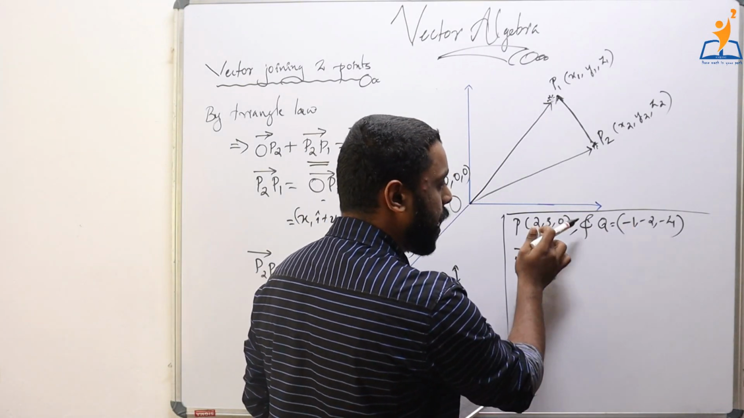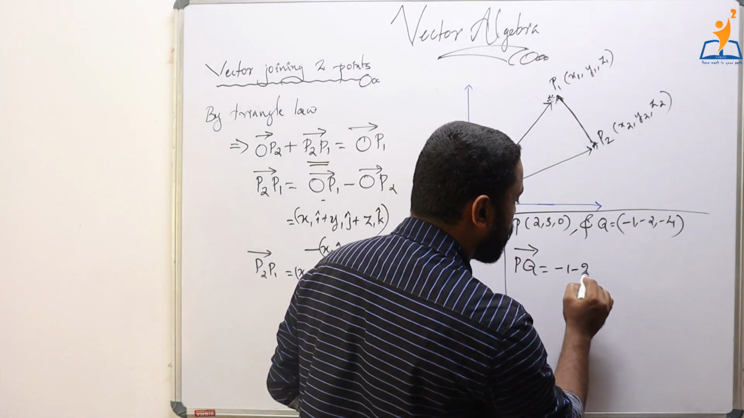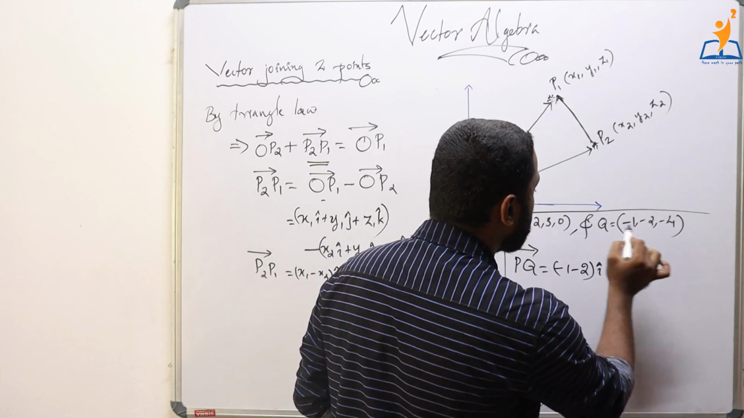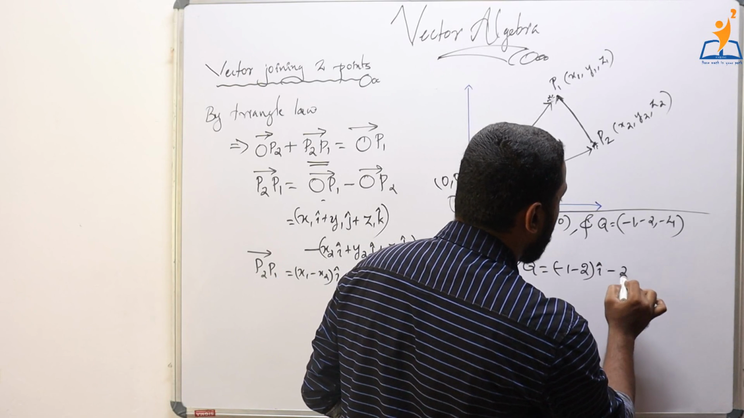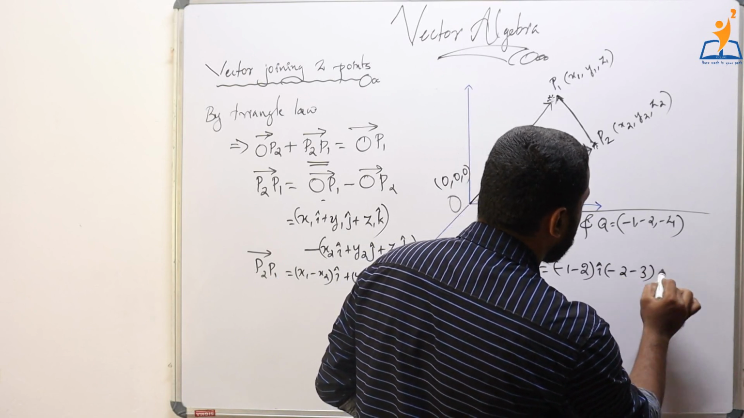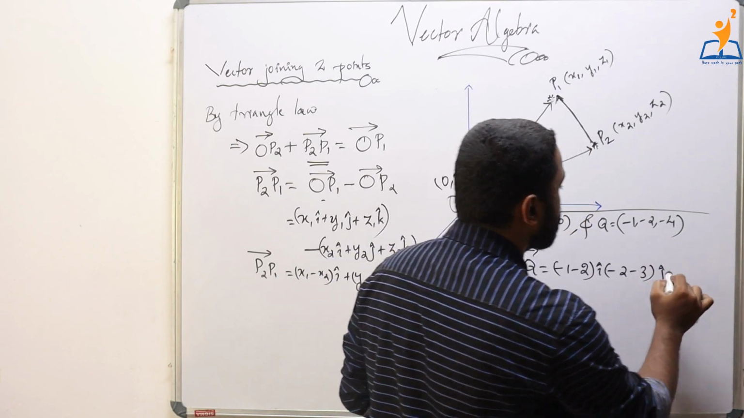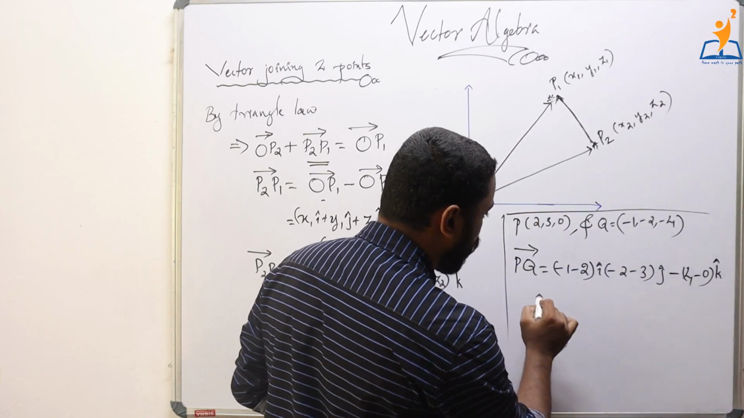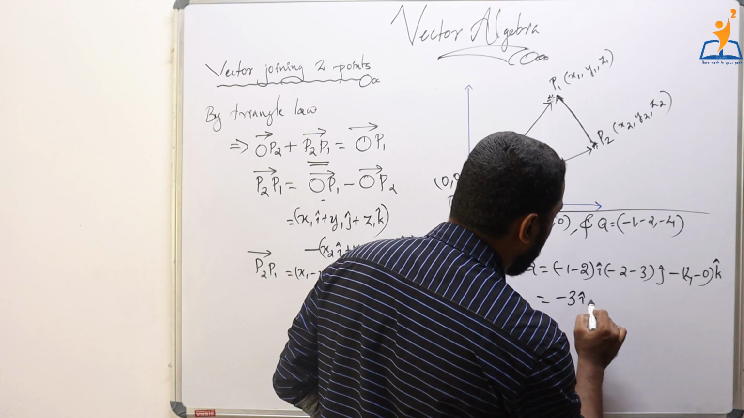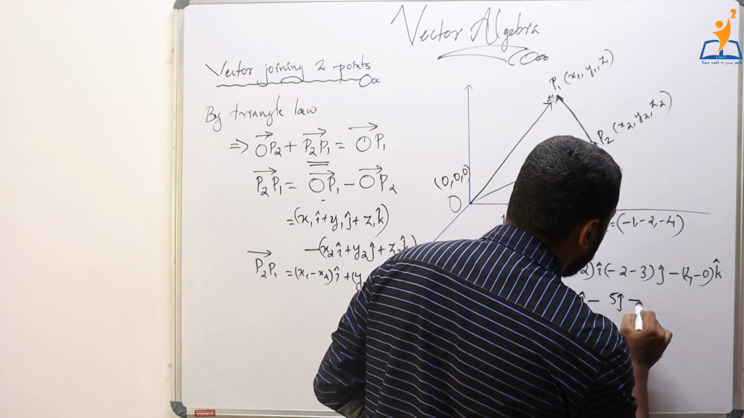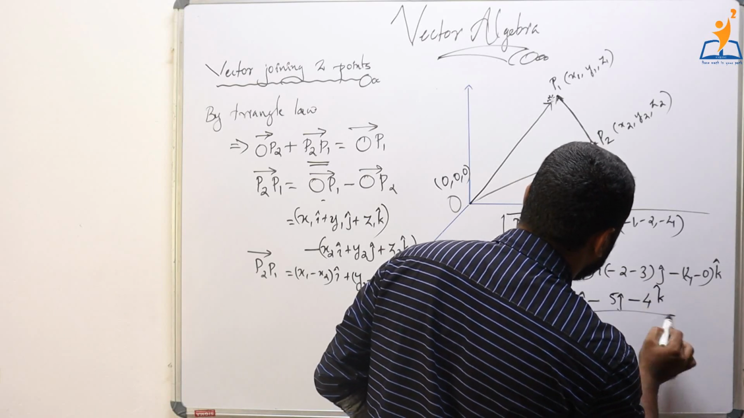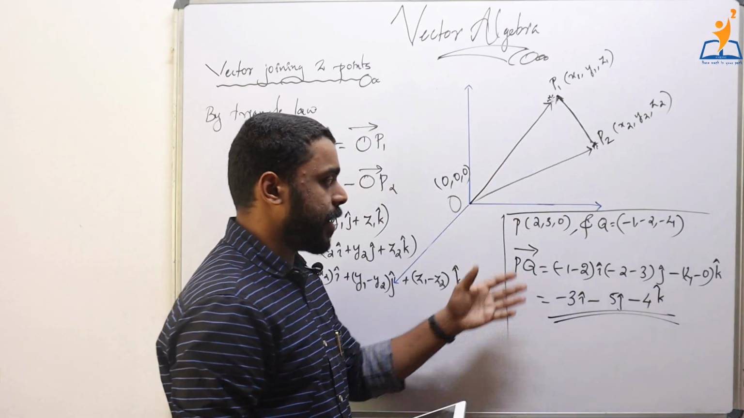Minus 1 minus 2 i cap, minus 2 minus 3 j cap, minus 4 minus 0 k cap. So it is nothing but minus 3 i cap, minus 5 j cap, minus 4 k cap. So it is easy for us to find a vector connecting 2 points.